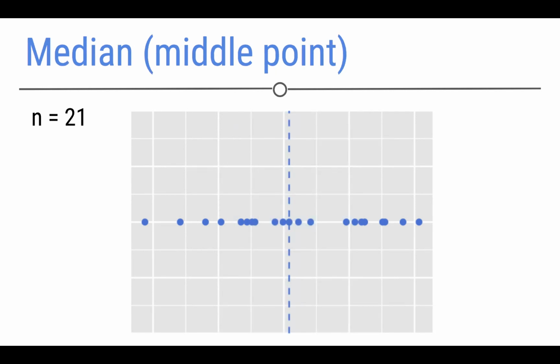Okay, the median is the middle point. And so here, because I have 21 dots that I've drawn in my continuous variable, my sample size is 21. After picking that median or that middle point, I'm going to have 10 points that fall above it and 10 points that fall below it. So the median is the middle point in your data.